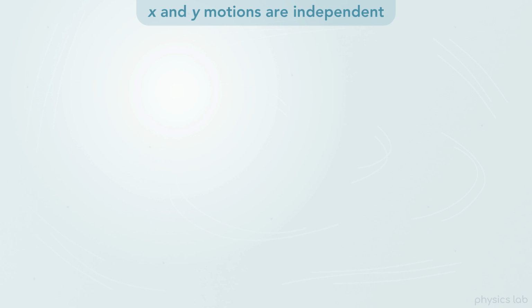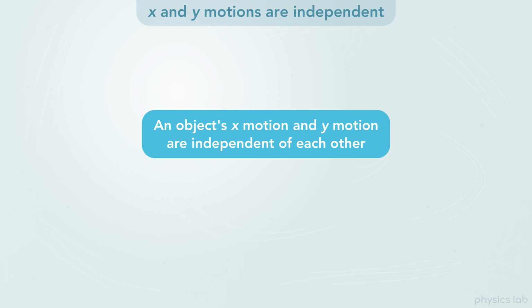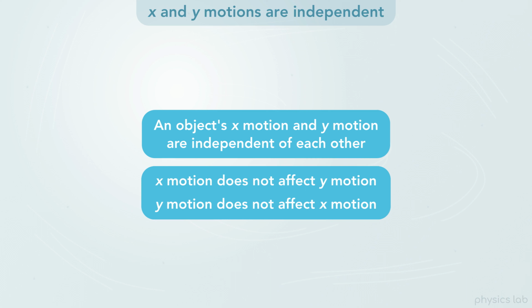Here's the concept that's going to be very important as we study physics. An object's x motion and y motion are independent of each other. Let's read that again. An object's x motion and y motion are independent of each other. Put another way, x motion does not affect y motion, and y motion does not affect x motion. This is a concept that you might not have thought about, and it's not intuitive, so it may take some time for it to sink in.